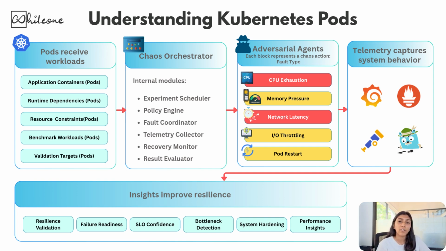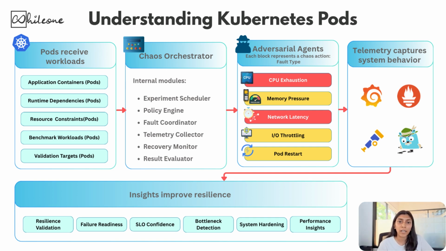Now, we have adversarial agents in the chaos engineering tool, which help to create realistic failure scenarios like CPU exhaustion, network latency, pod restarts, and input-output throttling. And the goal is to observe how the system behaves when such pressure or stress occurs.